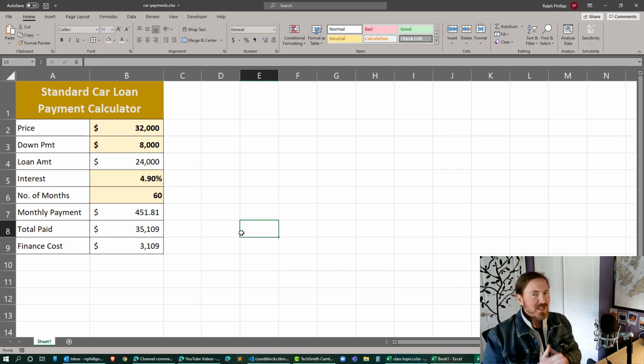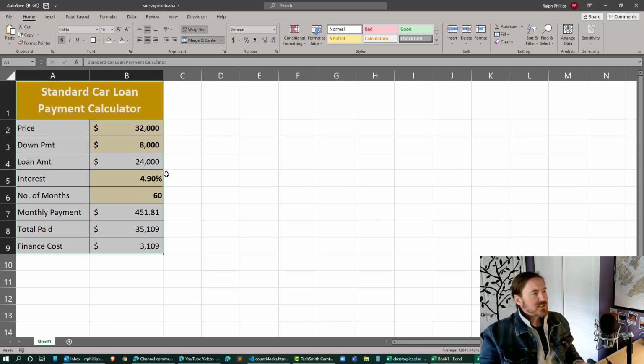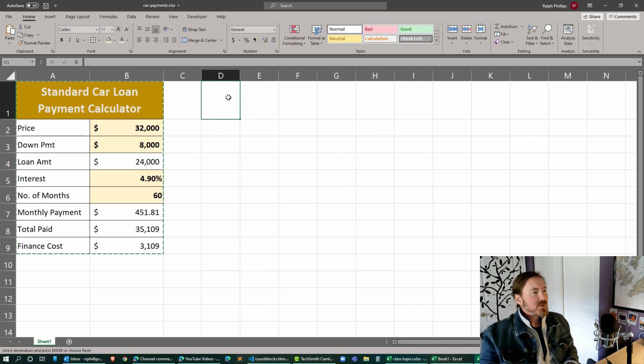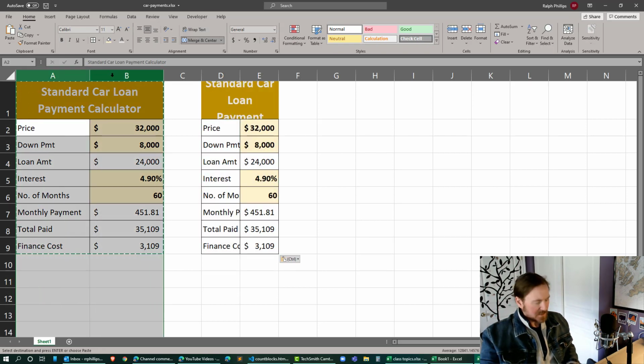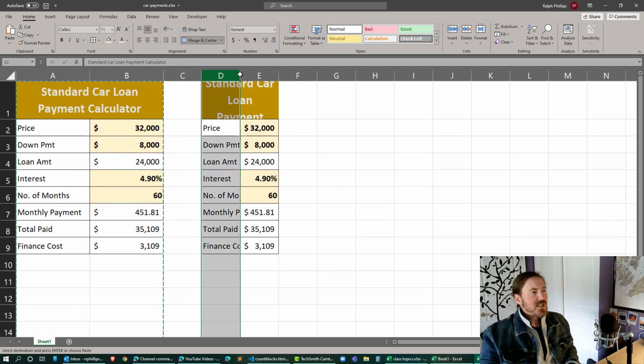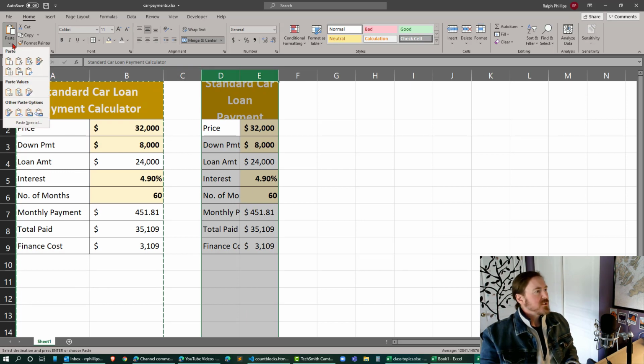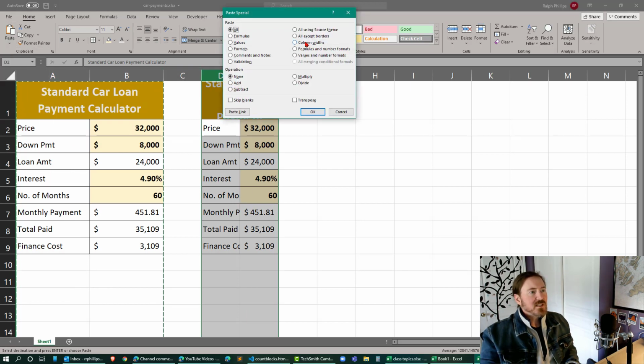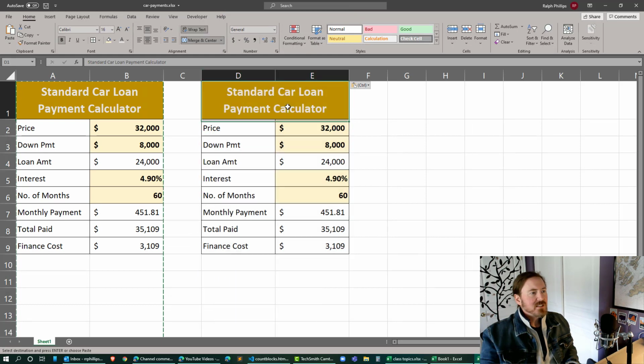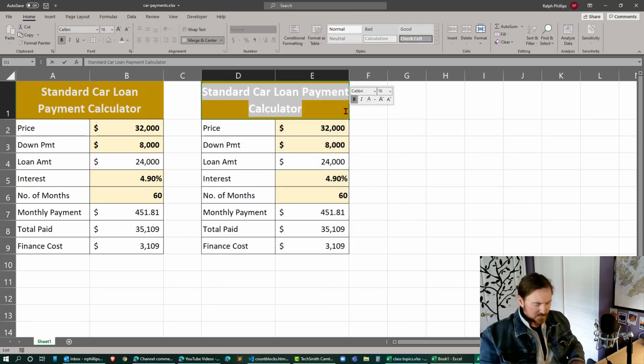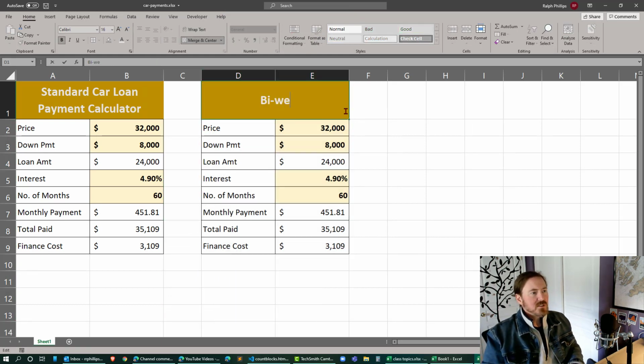Now, what if we're doing this bi-weekly? Let's check this out real quick. I'm going to take this calculator, which is already working like a charm, and paste it right over here. Let me take those column widths, select those, paste special, and paste column widths over. So now we've got an extra calculator.